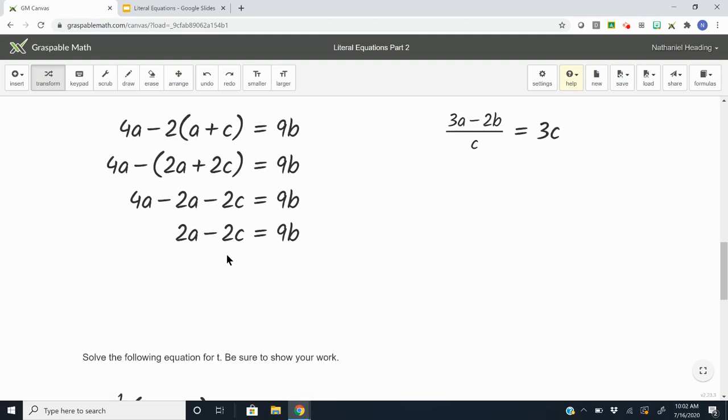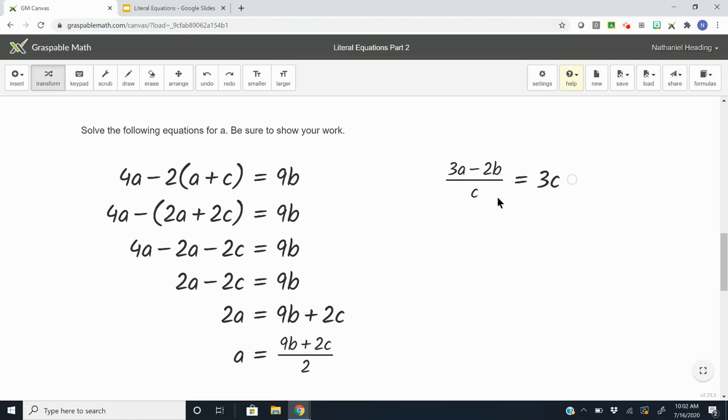Now the rest looks very similar to what we just did. So I need to get rid of this 2C. To undo a minus 2C, I'm going to add it. So this is where I'm going to click and hold, press the space bar, and then bring it to the other side. I'm going to add 2C to both sides. Then to wrap it up, I'm going to get rid of this 2, divide both sides by 2, and I'm all done. I've got A equals 9B plus 2C over 2.